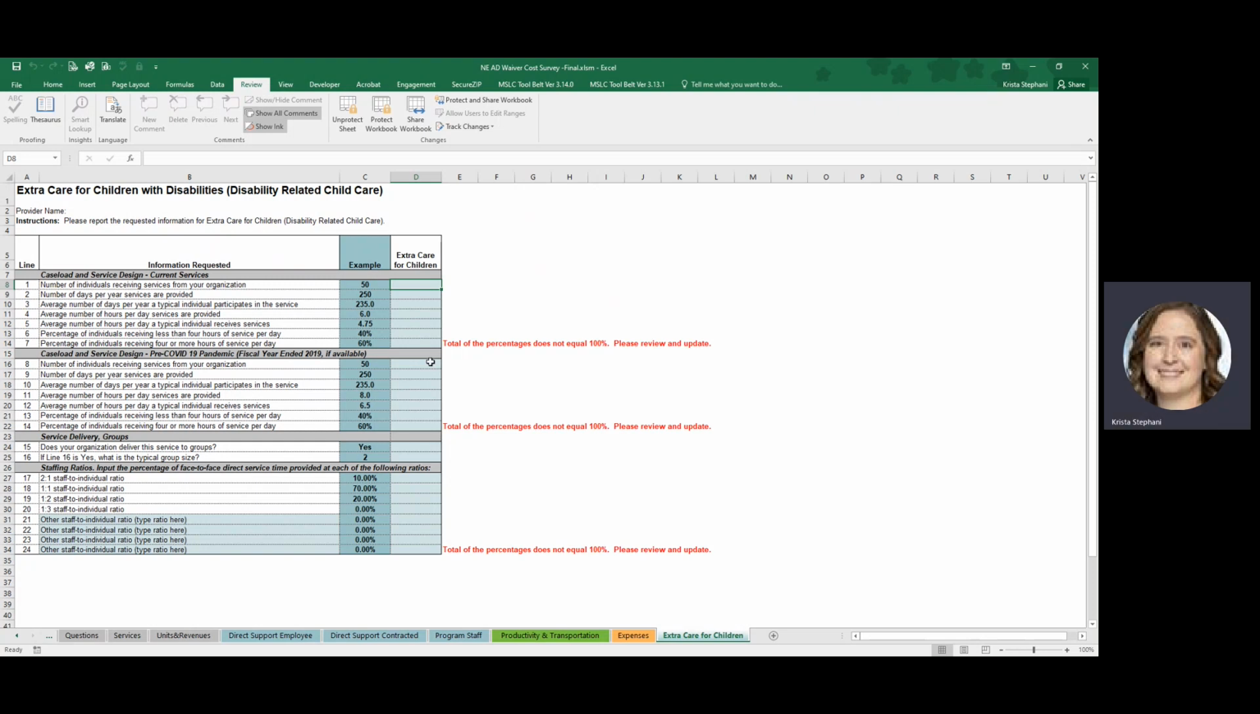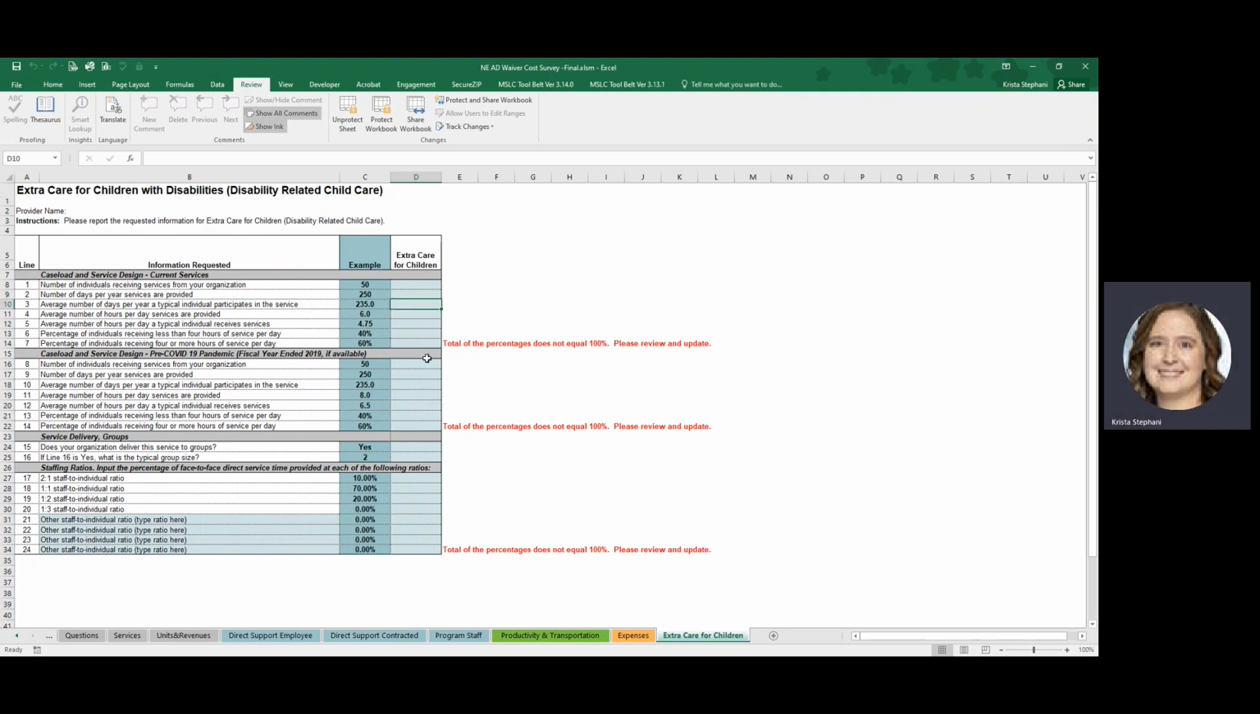The next question is asking for the number of days per year you provide services. So if your agency operates 365 days a year, you will populate 365 days. If your agency is only open during work days or weekdays, then you will need to calculate the number of weekdays applicable to your fiscal period ended in 2021.